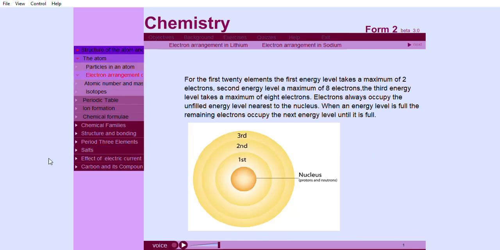For the first 20 elements, the first energy level takes a maximum of 2 electrons, the second energy level a maximum of 8 electrons. The third energy level takes a maximum of 8 electrons. Electrons always occupy the unfilled energy level nearest to the nucleus. When an energy level is full, the remaining electrons occupy the next energy level until it is full.